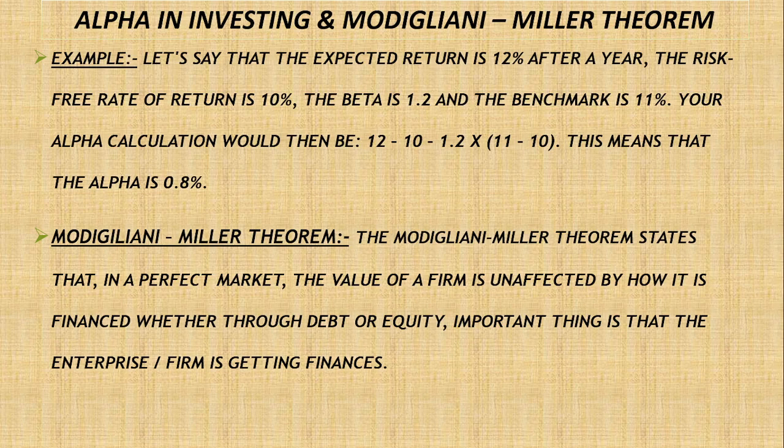Modigliani-Miller theorem. The Modigliani-Miller theorem states that in a perfect market, the value of a firm is unaffected by how it is financed, whether through debt or equity. Important thing is that the enterprise or the firm is getting finances.